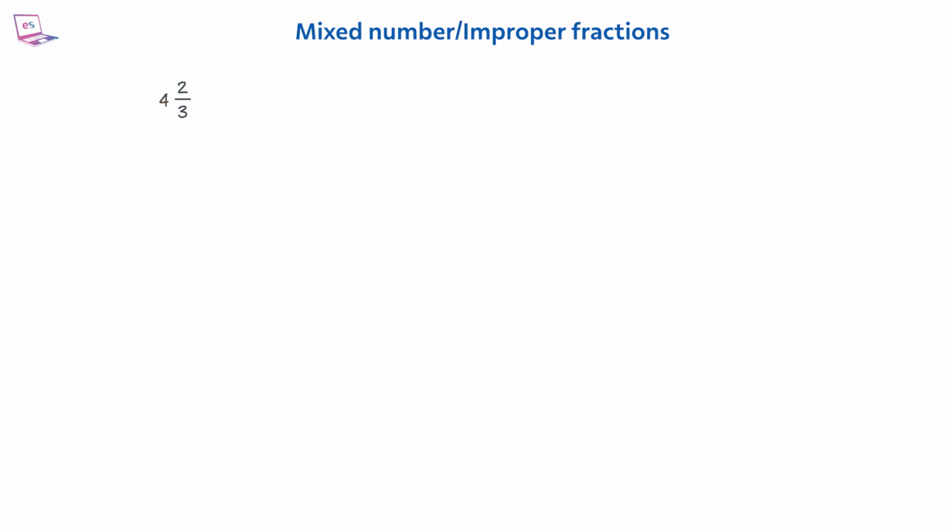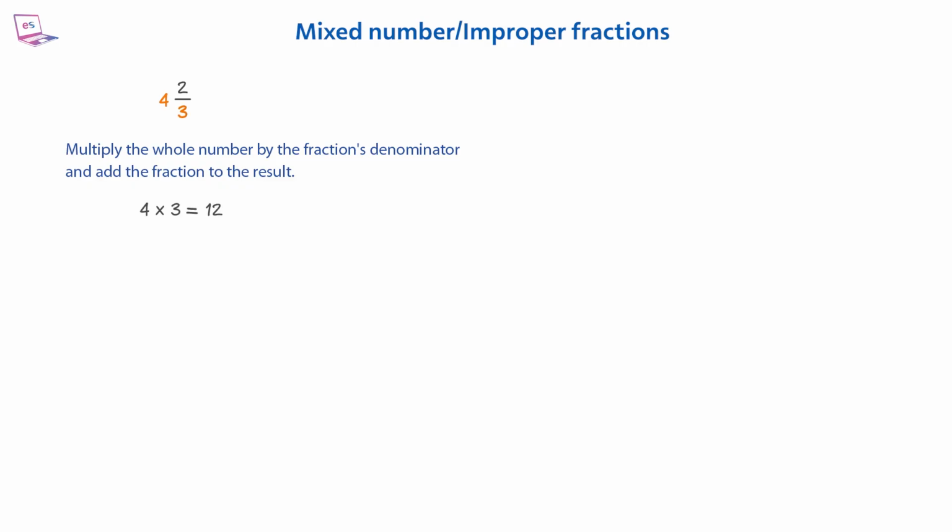To convert a mixed number to an improper fraction, you have to multiply the whole number by the fraction's denominator and add the fraction to the result. In the mixed number, the whole number is 4, and the denominator of the fractional part is 3. 4 times 3 equals 12.